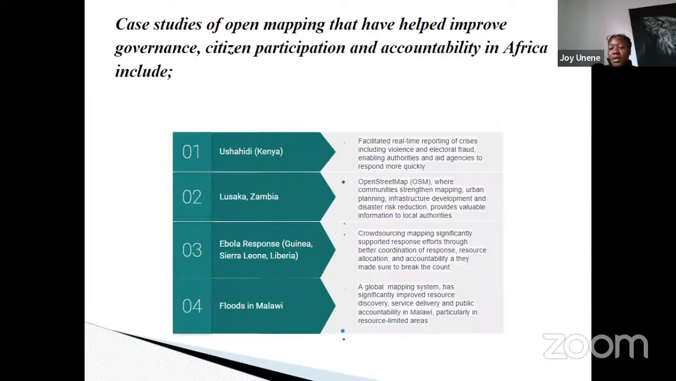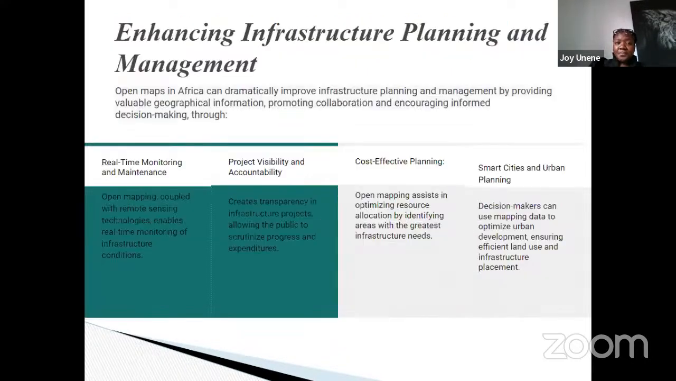This can be married to the Ebola response that happened in Guinea, Sierra Leone, and Liberia. Here we see how crowdsourced mapping significantly supported response efforts through better coordination, resource allocation, and accountability, as they made sure to track the count. The last one is what happened about 8 months ago in Malawi, where the floods struck. I believe a lot of us here helped Malawi restructure and see what damage was caused in the place and how people could come through and help. So that was a very good thing, and we can see how it's actively helping.